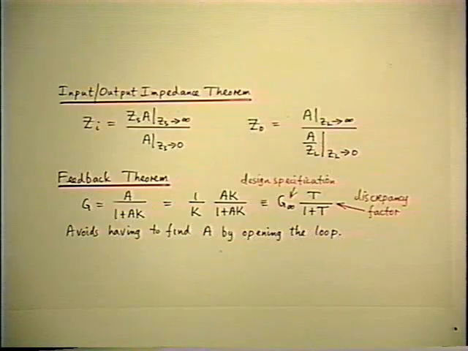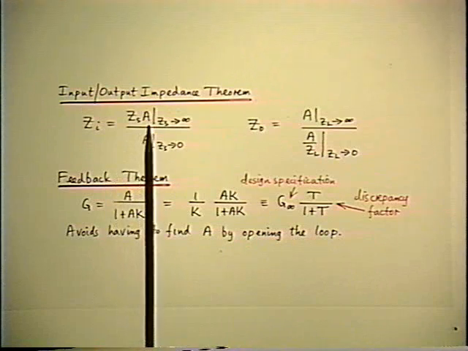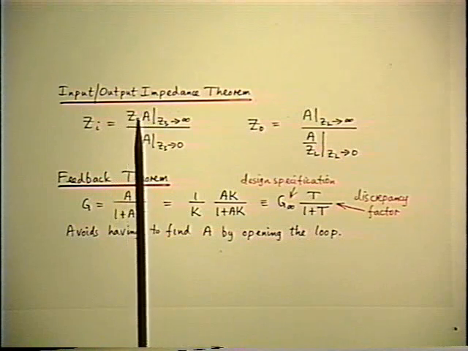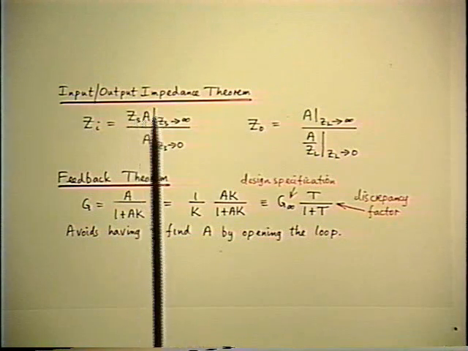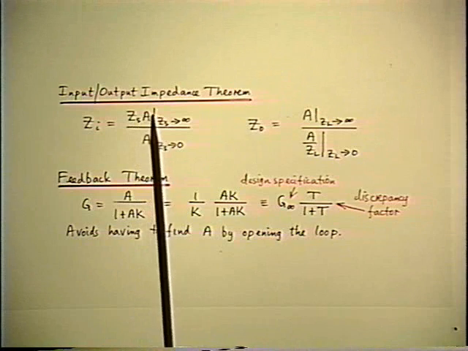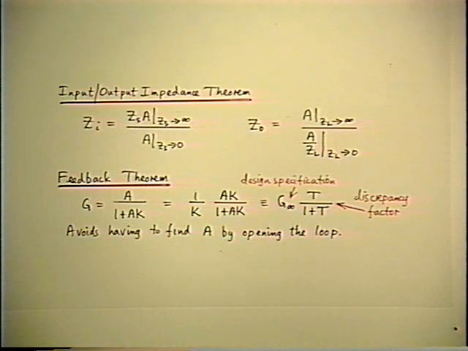And the same thing is true for input impedance. The only difference is you take two simple limits with respect to the source impedance, which is also inside the A, because you solved for the gain with the source impedance in place.